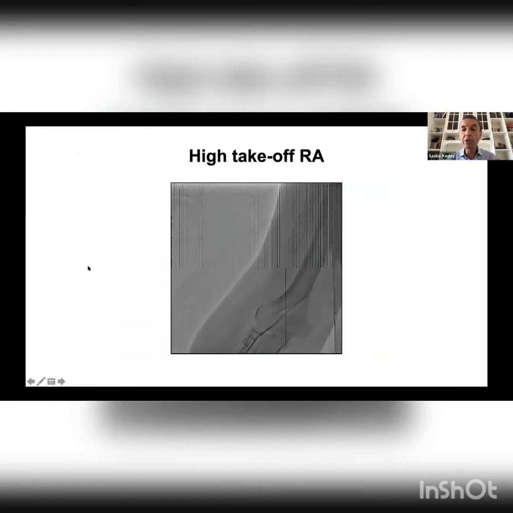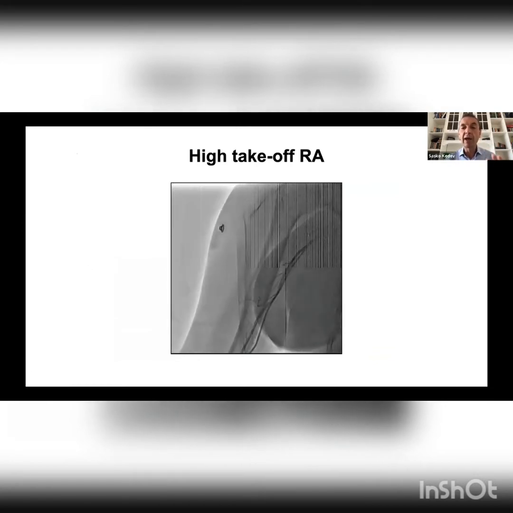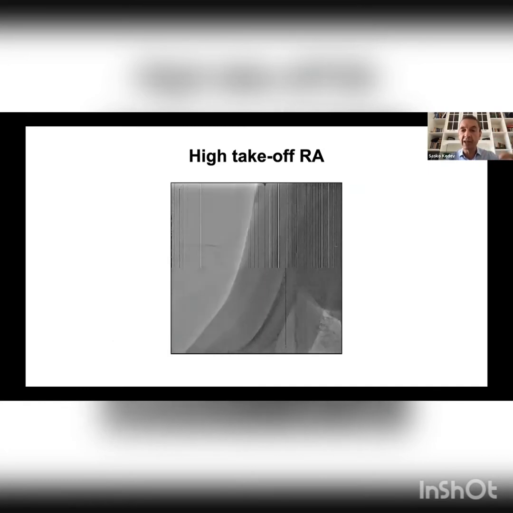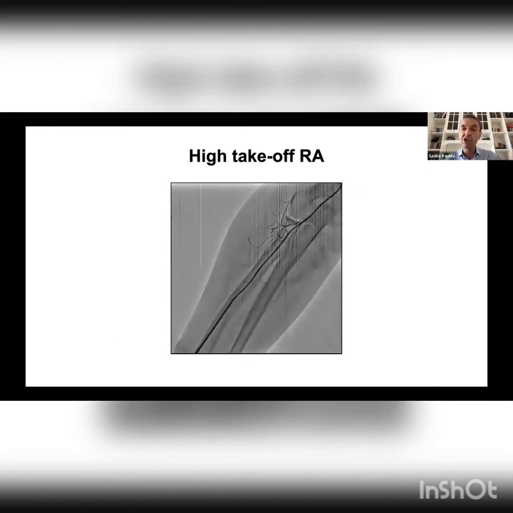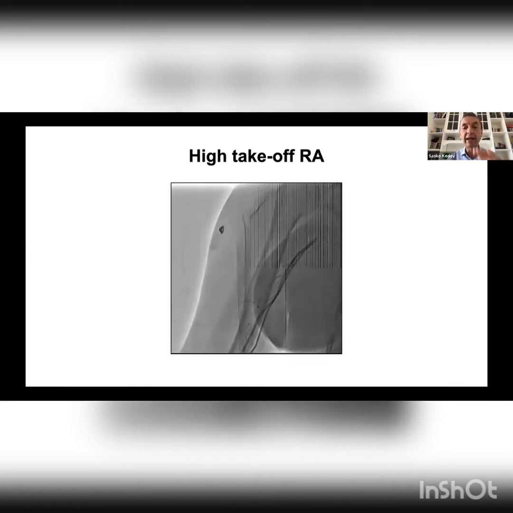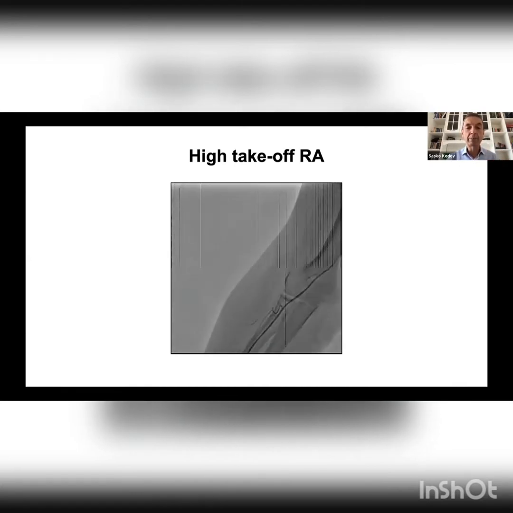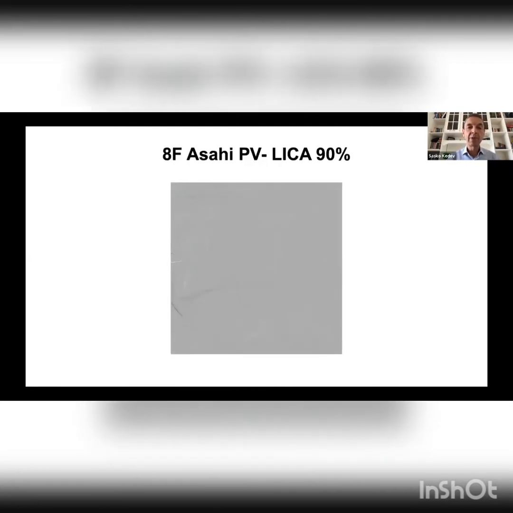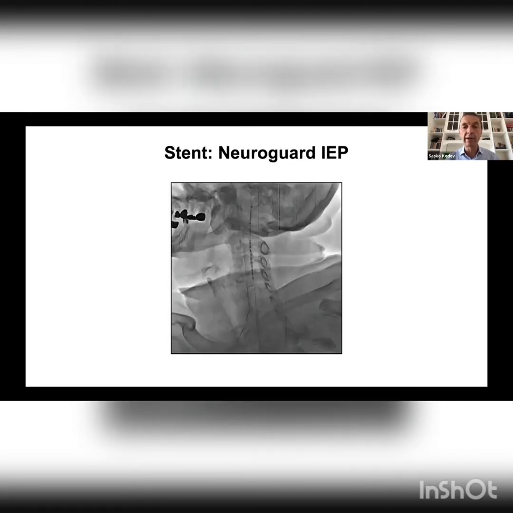So again, the importance of pre-procedural angiography. NeuroGuard is 6 French compatible. It means 6 French inner diameter. So it means an 8 French introducer. In this case, we have a very tiny radial artery and high takeoff of the radial artery. But when you know this anatomy, you can accommodate your strategy. And in this case, we used an 8 French Asahi system, and the target was the left internal carotid artery.